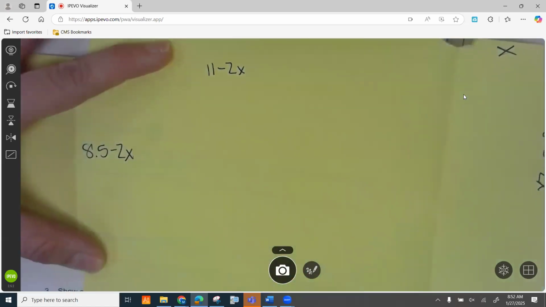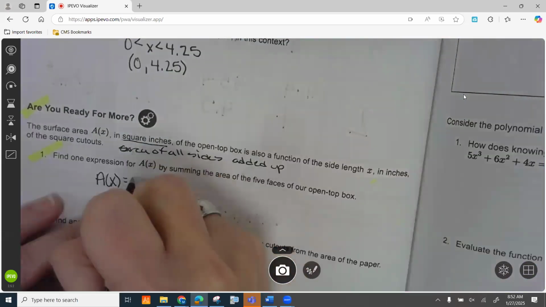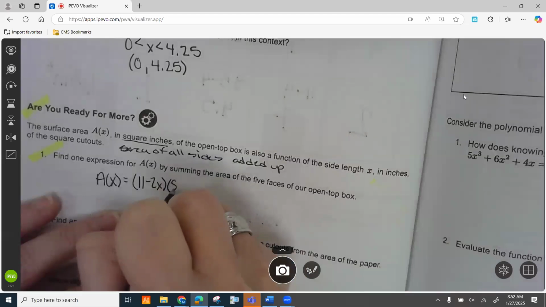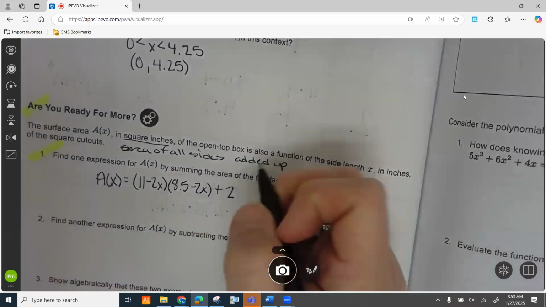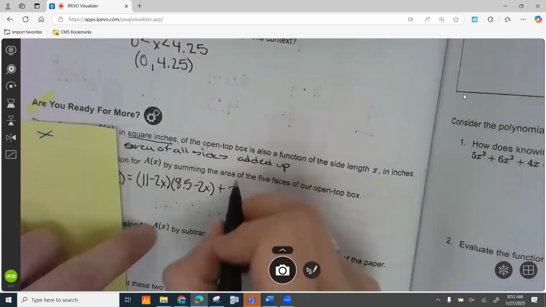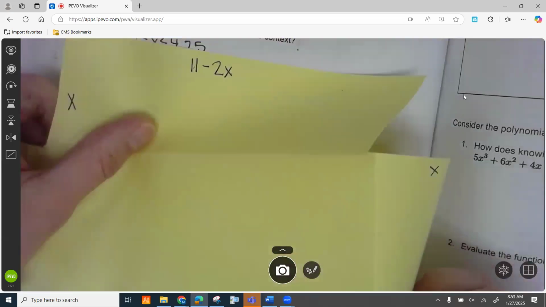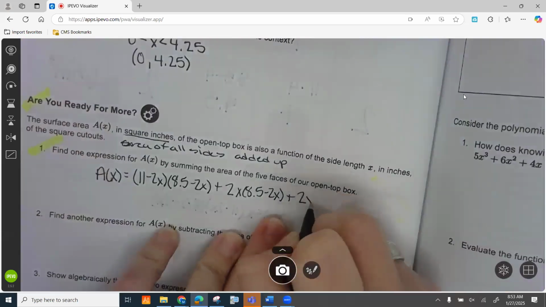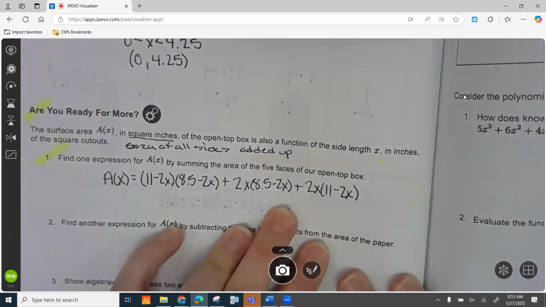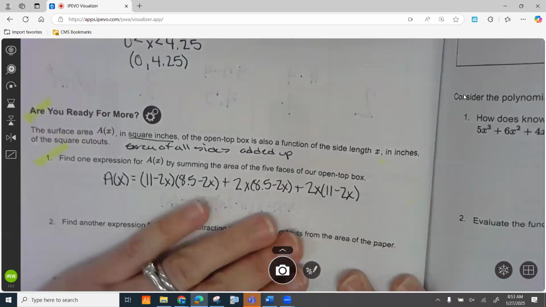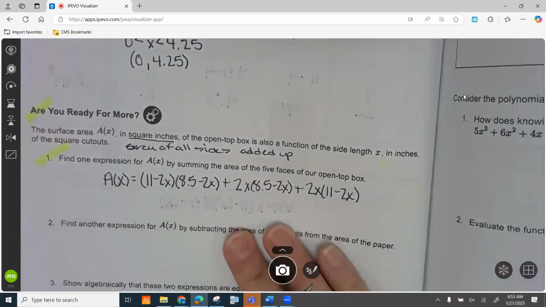So you have to find the area of each one of these. The base, there's only one of those, so it's going to be 11 minus 2x times 8.5 minus 2x. Now I have two of these small rectangles right here, where I just multiply x and 8.5 minus 2x. And then I have two of these rectangles right here, where it's x times 11 minus 2x. And guess what? I just made an expression for the surface area of our figure. So that's thinking outside the box.